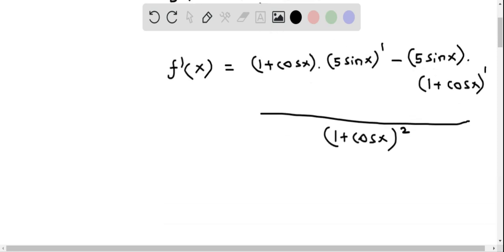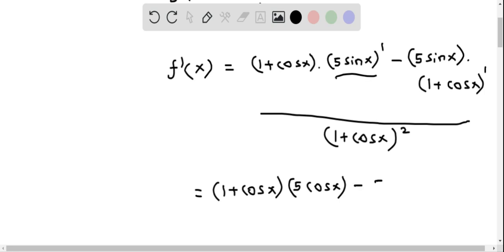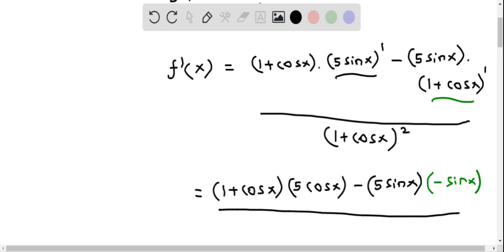So let's find the derivative, and this equals, we have 1 plus cosine x times the derivative of 5 sine x is 5 times the derivative of sine x, which is cosine x, minus, we write 5 sine x times the derivative of 1 plus cosine x equals, the derivative of 1 is 0, and the derivative of cosine x is negative sine x. And this is over 1 plus cosine x quantity square.